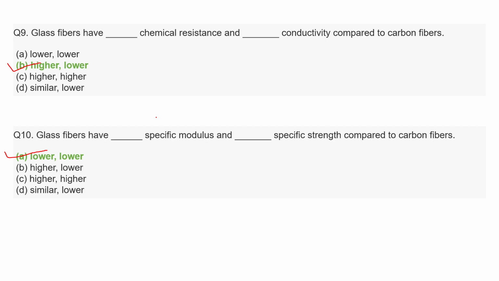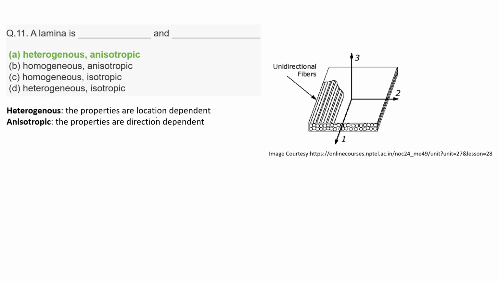So it depends on our application what type of reinforcement we have to use, and we have to keep in mind these properties: glass fibers have higher chemical resistance, lower conductivity, and lower specific modulus and strength. According to our application, we have to choose which reinforcement to use.